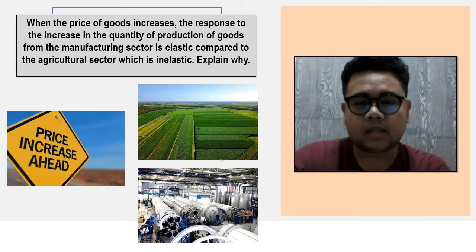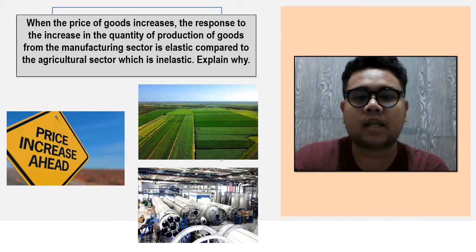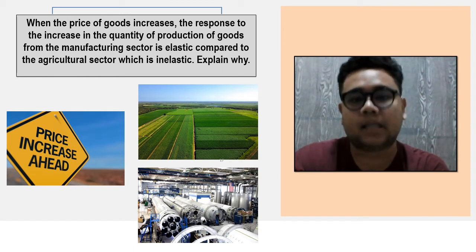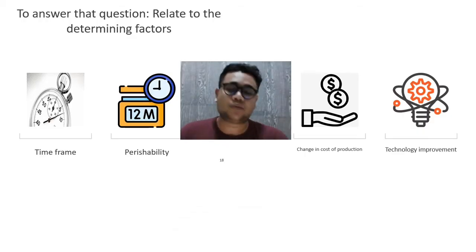The question asks, when the price of goods increases, the response to the increase in the quantity of production of goods from the manufacturing sector is elastic compared to the agricultural sector, which is inelastic. Explain why. To answer that question, we have to relate to the determining factors. Among those factors are perishability and also time frame.